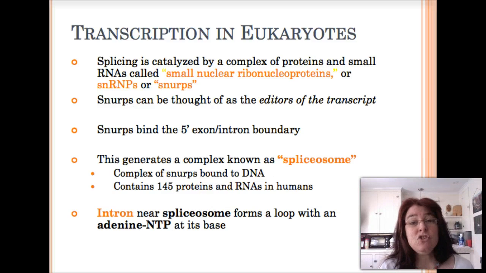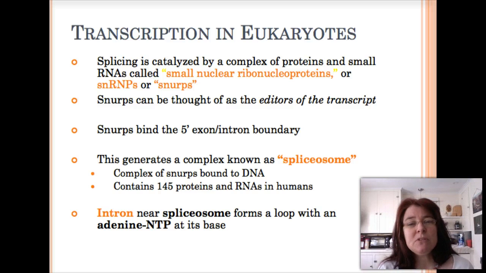So this is achieved with a molecule that is formed out of a group of proteins and small RNAs called small nuclear ribonucleoproteins. Small nuclear ribonucleoproteins, or what we shorthand as snRNPs, which we call SNRPs. And for our purposes in this course, you can refer to them as SNRPs because everyone else does.